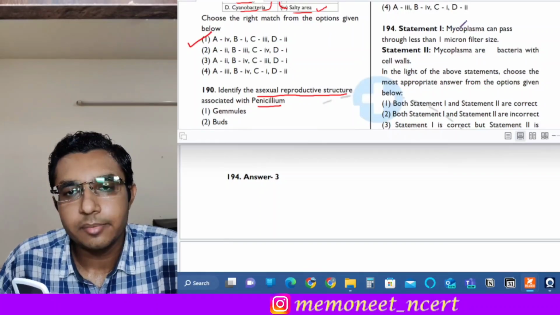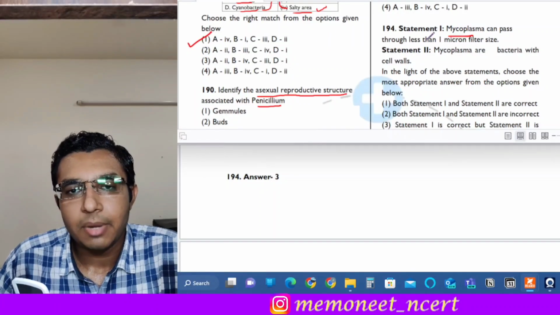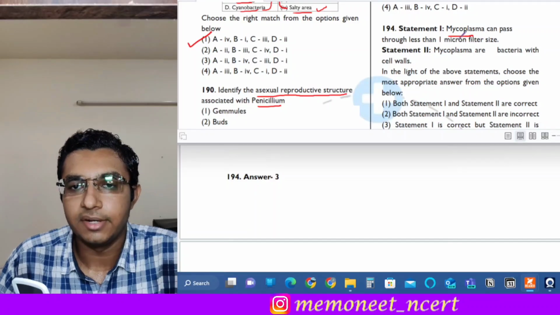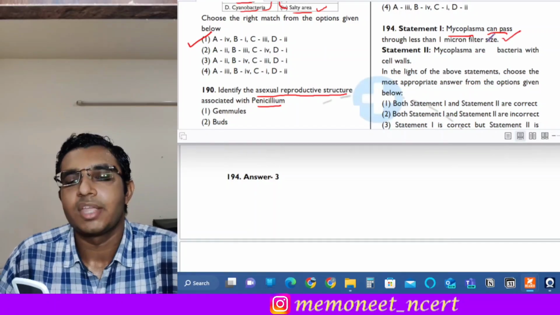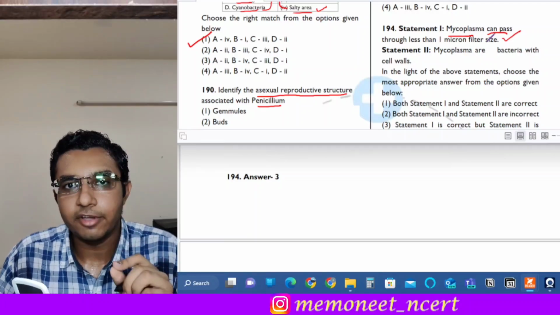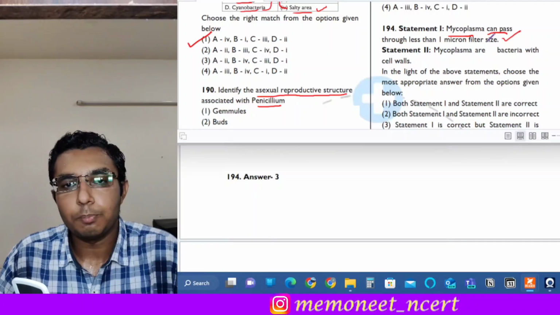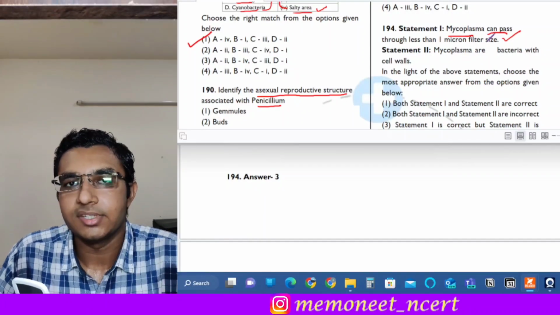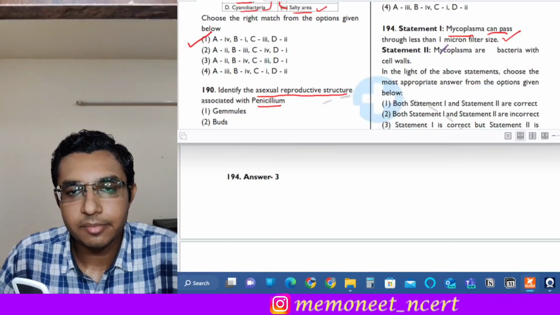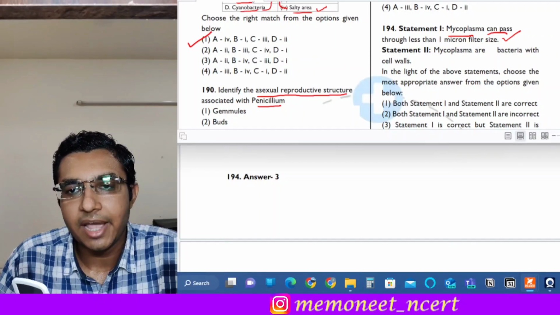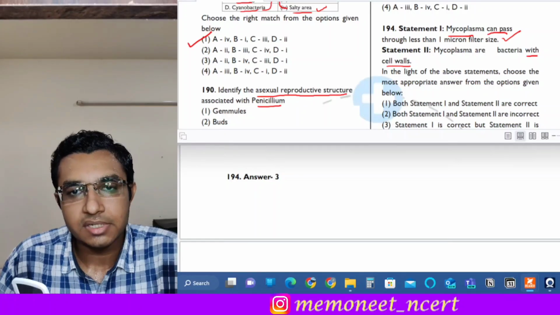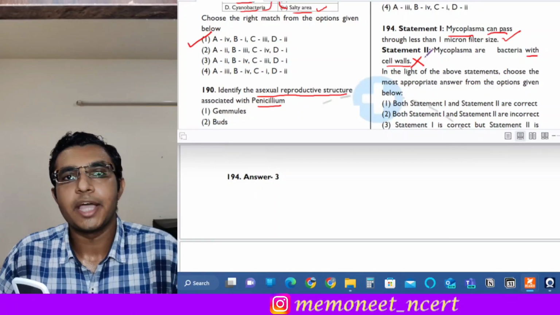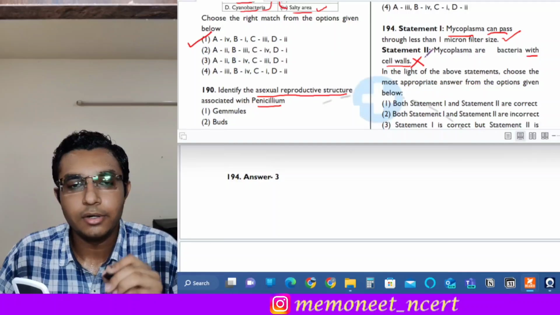The first statement is mycoplasma can pass through less than 1 micron filter size. So yes, this statement is correct, because mycoplasma are the smallest living organisms and they are able to pass through 1 micron filter size. The second statement is mycoplasma are the bacteria with cell walls. So is this statement correct? No, this statement is incorrect. Why? Because mycoplasma lack cell walls. They do not have cell walls.